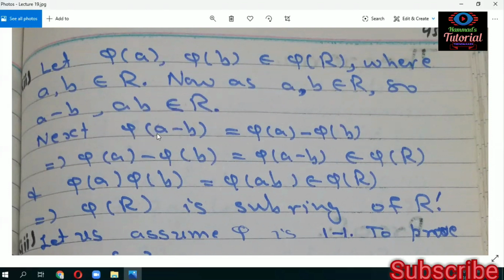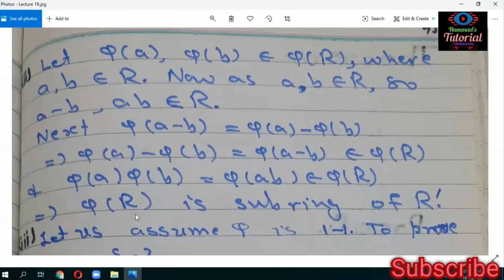And further, phi of a minus b is equal to phi of a minus phi of b, and this belongs to phi of R. Similarly, phi of a into phi of b is equal to phi of ab, and as ab belongs to R and phi of ab belongs to phi of R, it means phi of a minus phi of b and phi of a into phi of b belong to phi of R. It means phi of R is a subring of R dash.